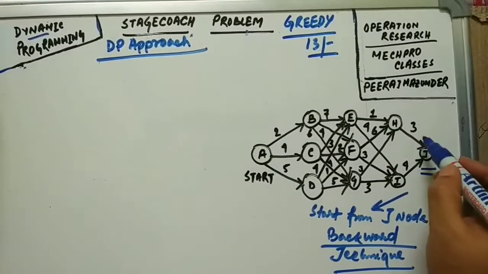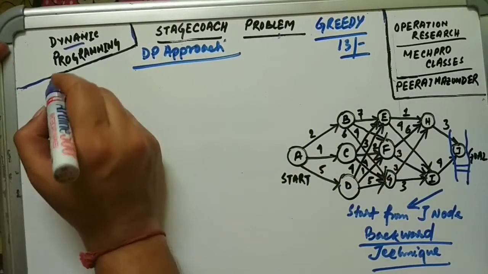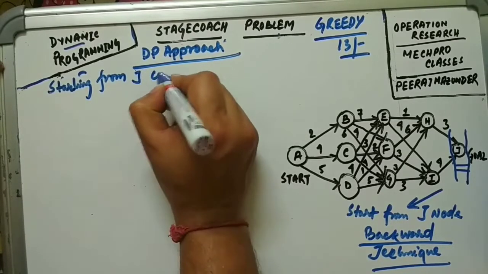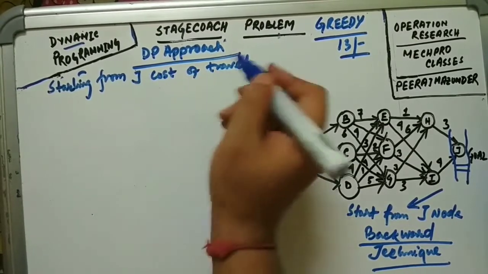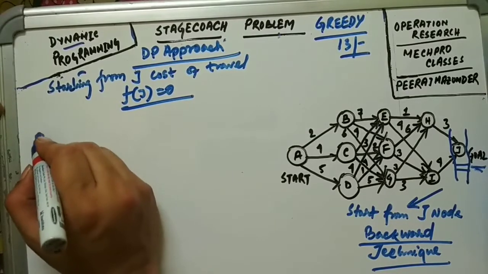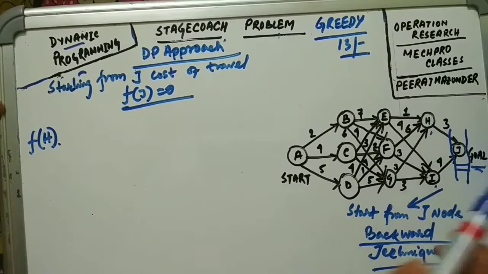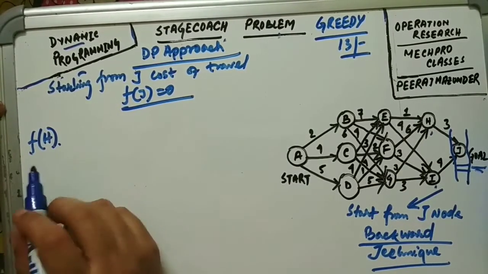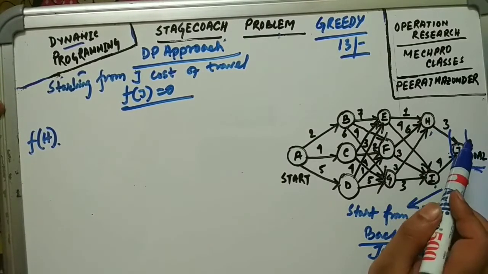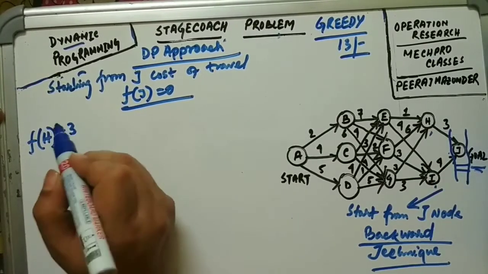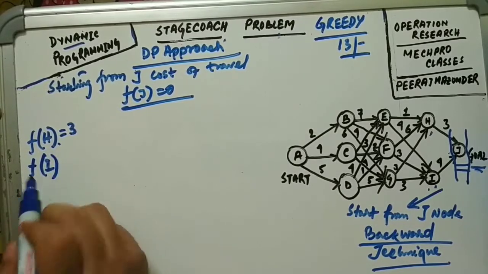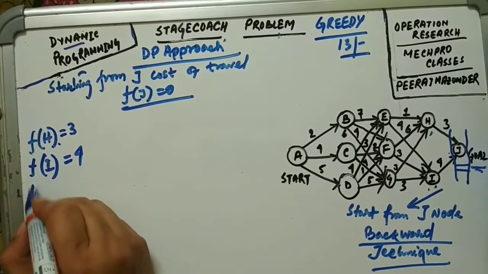Let us say we are starting from this particular J node. So the cost of travel starting from J, what will be the cost of travel? You already know, F of J will be 0, because we have to reach here, so the cost of travel is 0. Now we have to calculate F of H, that is this one, and this one as well. First let us calculate F of H. To calculate F of H, from H to J, it is already given. Only one route is here, that is 3. That is obvious. So you can just write F of H is equal to 3. Similarly, for F of I, only one route is available. We are using the recursive relationship as well. It is 4.